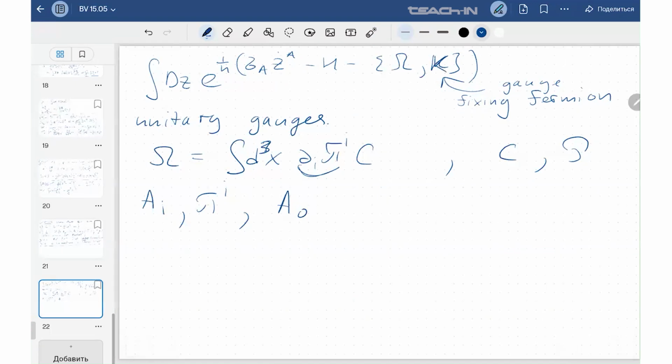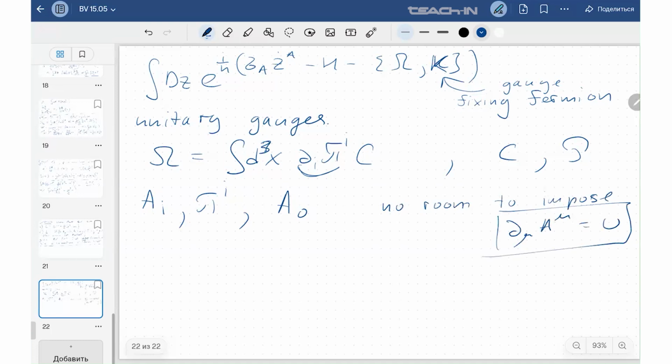So we don't even have room to impose Lorentz gauges. No room to impose ∂_μ A^μ = 0. Suppose we want to quantize in the Lorentz gauge. So what is the way out?